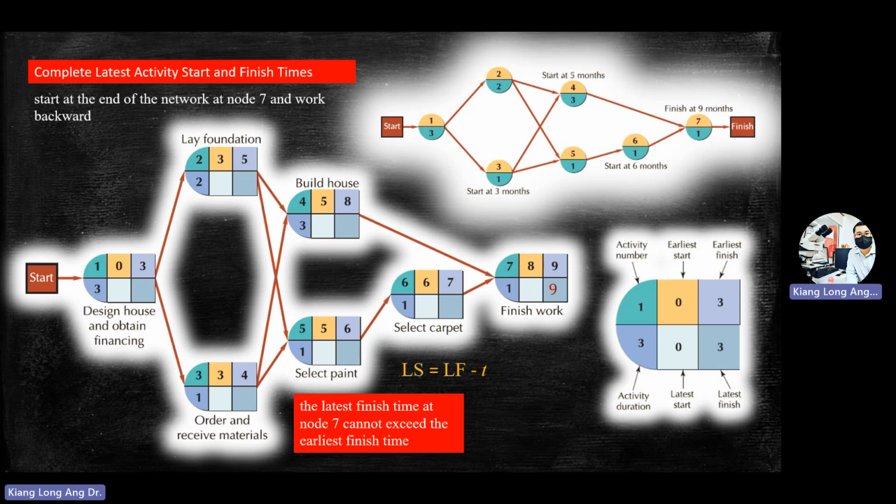What is the earliest finish time you can do? You calculate it, 9 months. So 9. For the LS start time, you take this one minus this one. Take this one minus your project time. You get 8. Okay, you start from the back first.